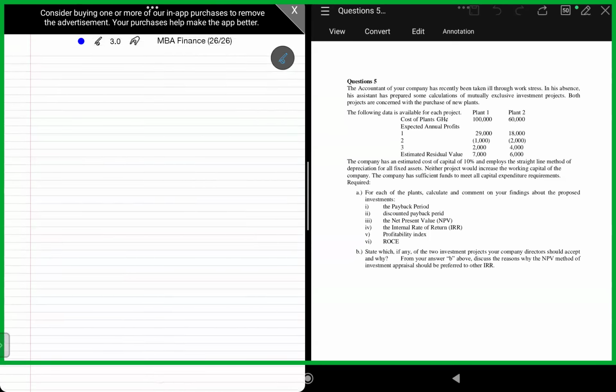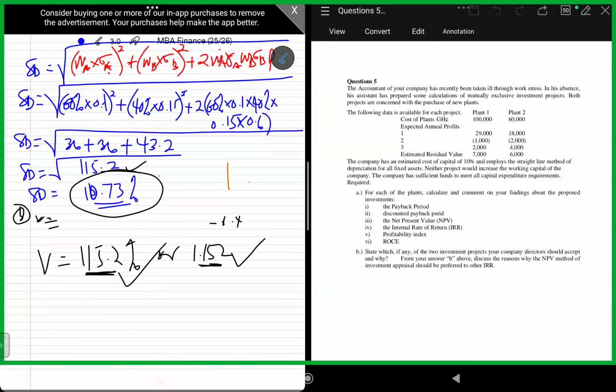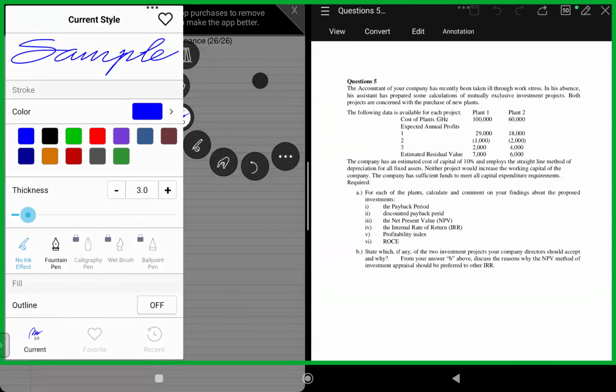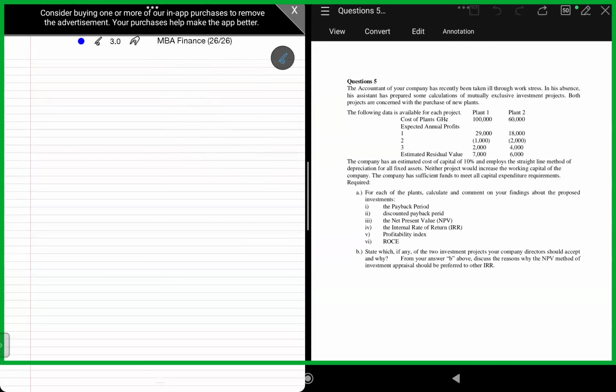Okay, so we are going to do capital budgeting or investment appraisal, whichever way it is. And we are going to talk about payback period. First, we have what is called capital budgeting. Another name is investment appraisal.